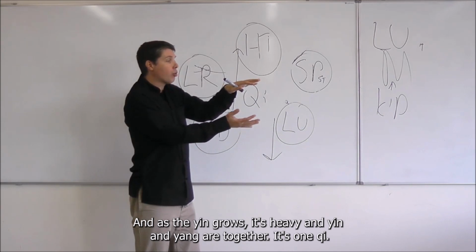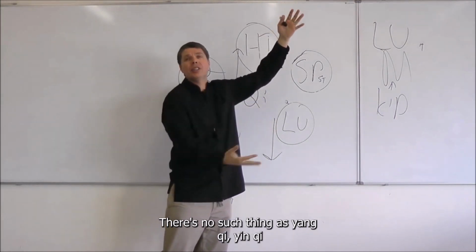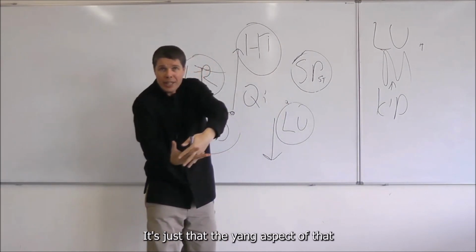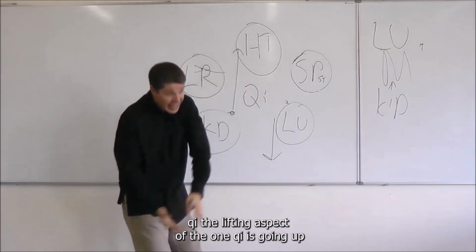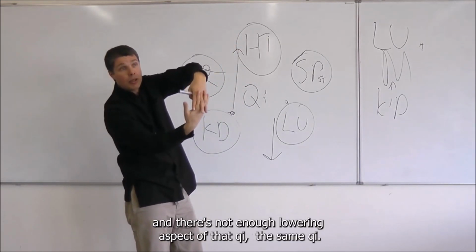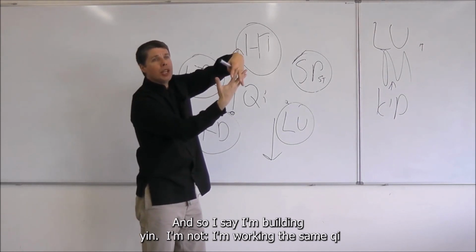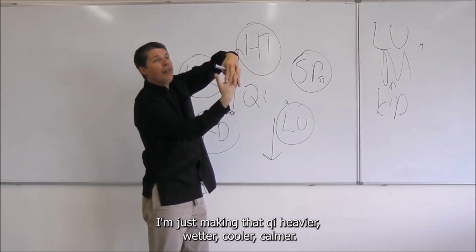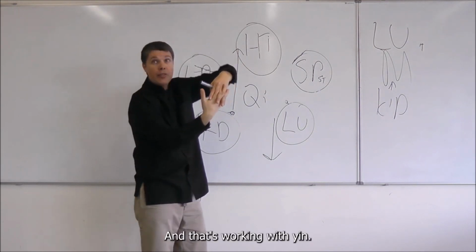And as the yin grows, it's heavy, and yin and yang are together. It's one qi. There's no such thing as yang qi and yin qi. It's just that the yang aspect of that qi, the lifting aspect of the one qi, is going up, and there's not enough lowering aspect of that qi, the same qi. And so I say I'm building yin. I'm not. I'm working the same qi. I'm just making that qi heavier, wetter, cooler, calmer. And that's working with yin.